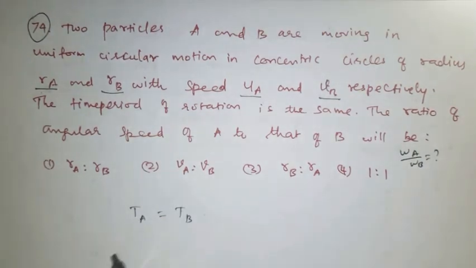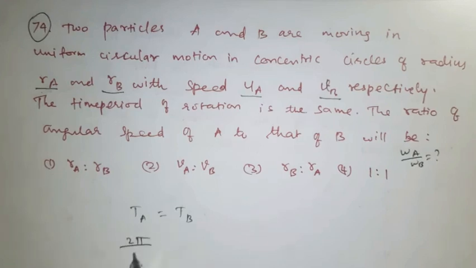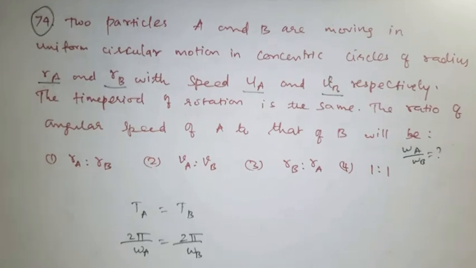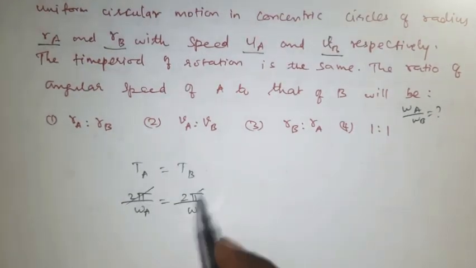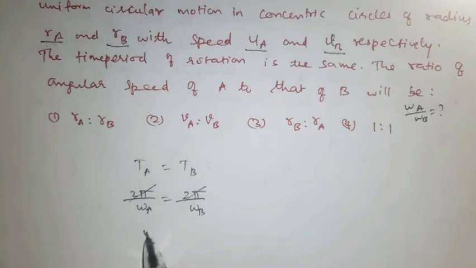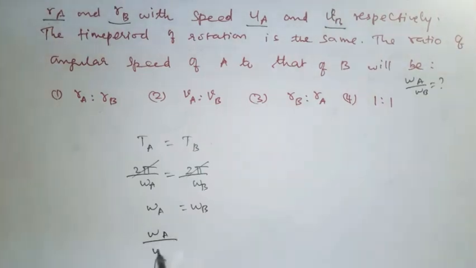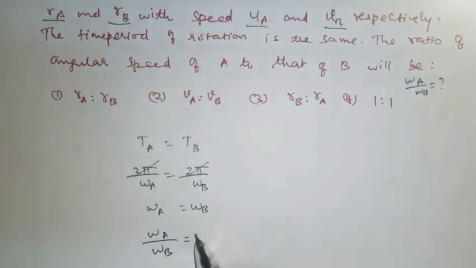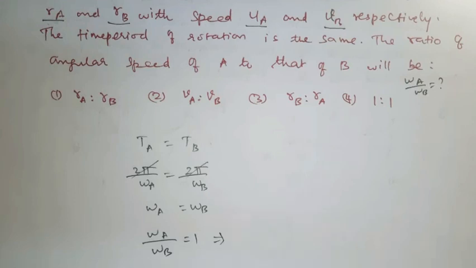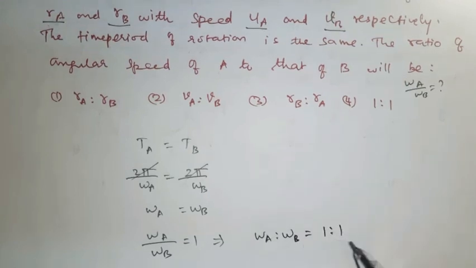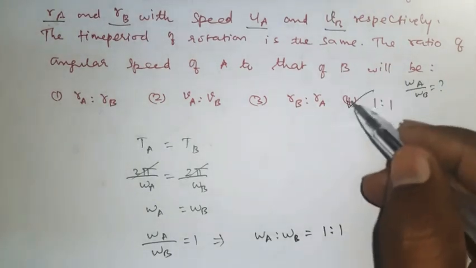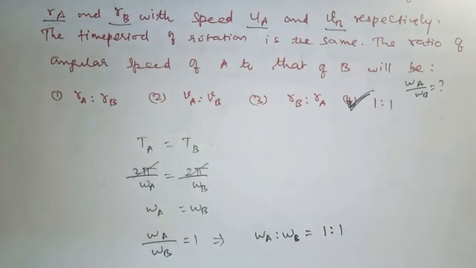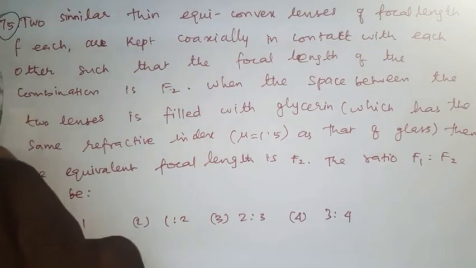From the time period formula, we know that T = 2 pi by omega, so 2 pi by omega A is equal to 2 pi by omega B. Now this 2 pi is cancelled. If we take reciprocal, omega A is equal to omega B. Then omega A by omega B is equal to 1. If we write it as a ratio, omega A is to omega B is equal to 1 is to 1. So according to this, option fourth is the right answer, 1 is to 1.